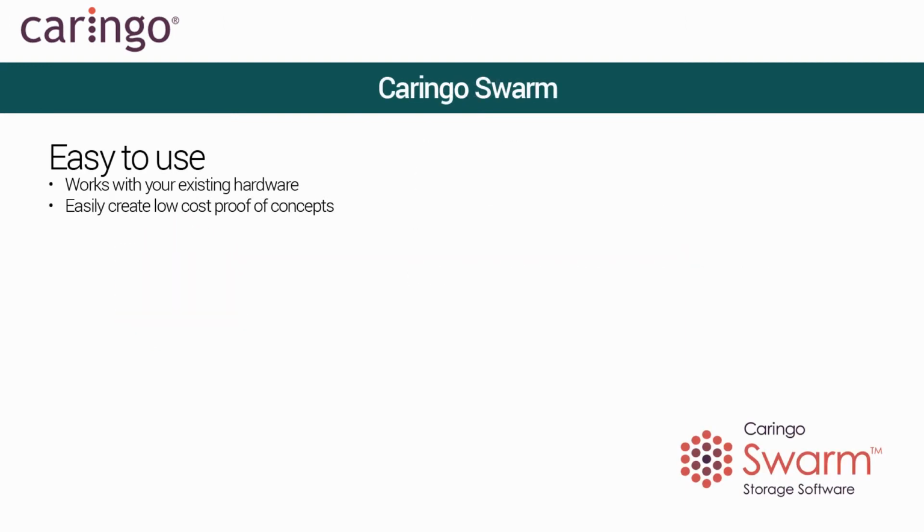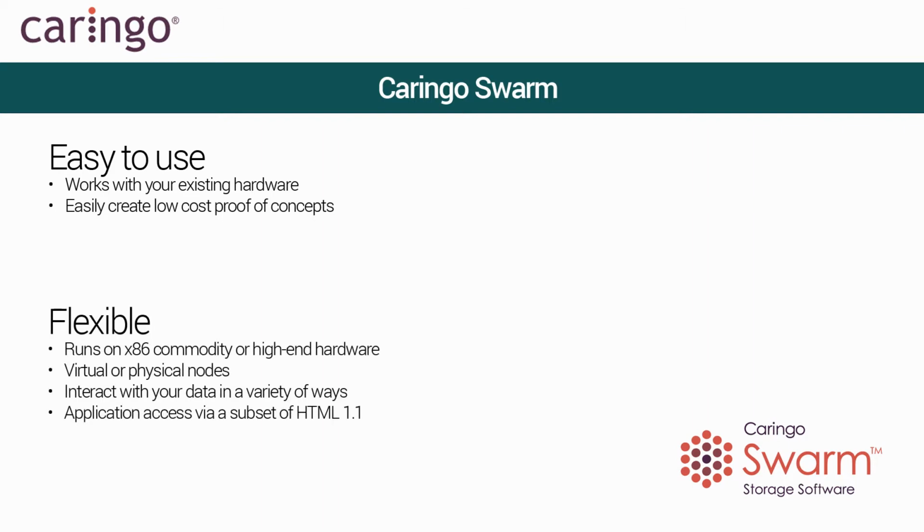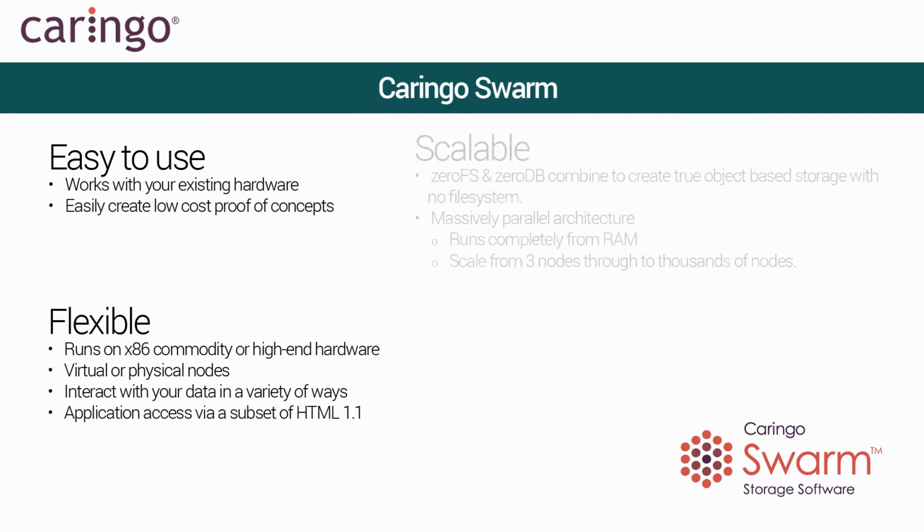Swarm is easy to use. It works with your existing hardware and runs on as little as 3 nodes. You can easily create low-cost proof of concepts in a virtual lab to learn how to manage it before a rollout occurs. Swarm runs on x86 commodity or high-end hardware and can be deployed in both a virtual or physical node while providing you a variety of ways to interact with your data as well as providing application access via a subset of HTTP 1.1.